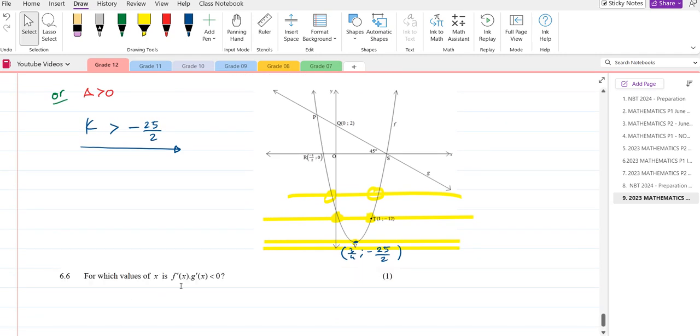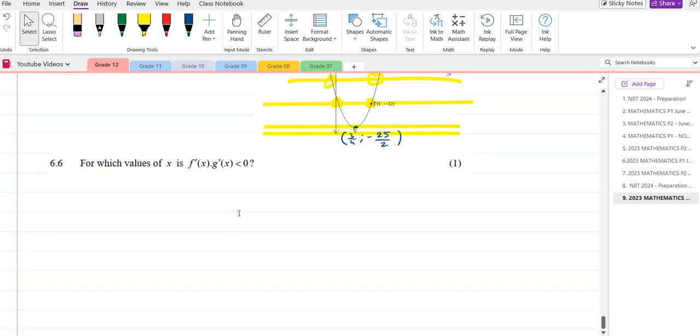6.6 got derivatives and all, but it's simple, because what does f prime x mean? What we're looking for here is, when will I get negative times positive? What does negative times positive mean? It means where the derivative, in other words, where there is a decrease. So I'm looking for a decrease on the parabola and an increase on the straight line, or I'm looking for an increase times a decrease.